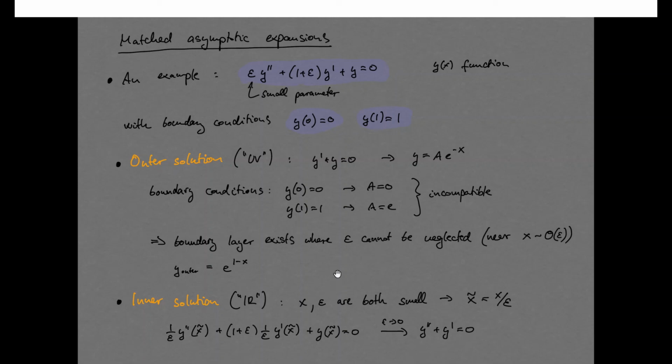Let's now look at the inner region. Here in the inner or IR region, x and epsilon are both small. So we can define another independent variable, x tilde, which is just x over epsilon, and this will be of order 1. If we express the differential equation in terms of this x tilde, we get this expression here. And by taking, again, an epsilon goes to 0 limit, we see that this last term drops out, so we end up with y double prime plus y prime equals 0.